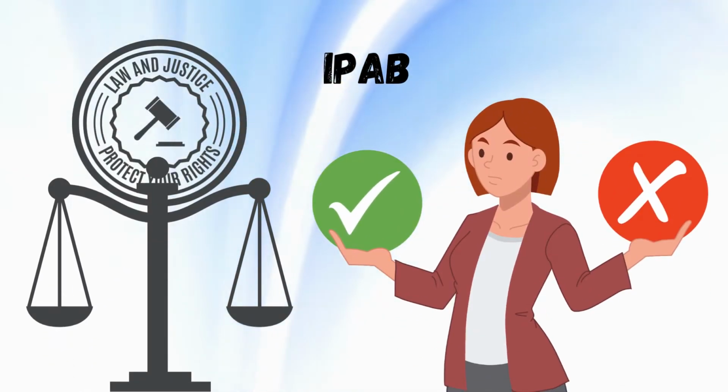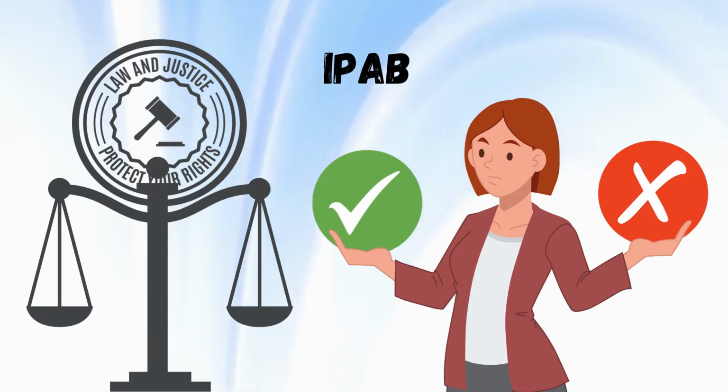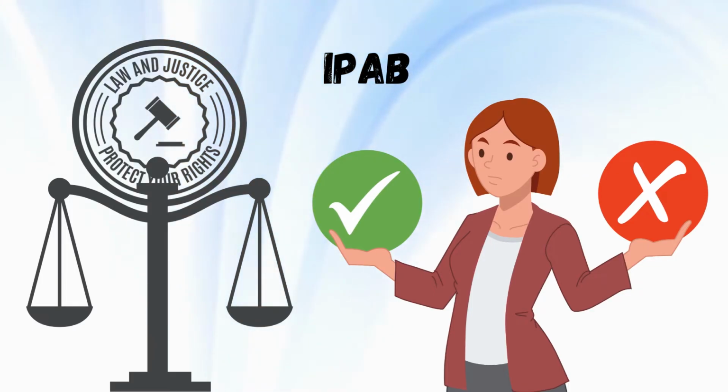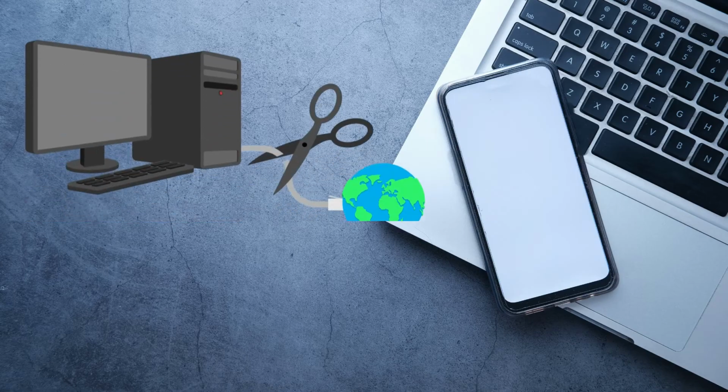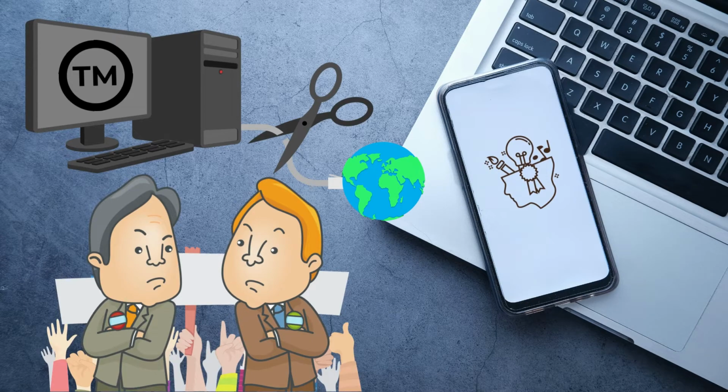After considering both sides, the Trademark Registry or IPAB will make a decision on the opposition. They may either dismiss the opposition or uphold it, in which case your trademark application may be refused. Remember, folks, trademark opposition is a serious matter, but it's not the end of the world.